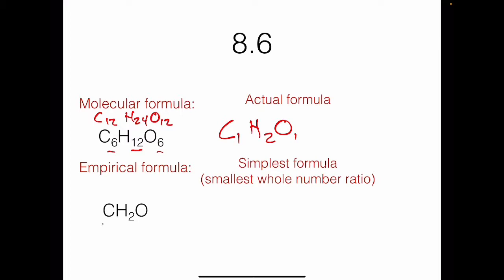This one, however, I cannot reduce further because if I take the lowest subscript, which is 1, and I divide each of these by 1, then I still end up with the same empirical formula. I still end up with C1H2O1. So if you can't do that anymore, you are in lowest terms, and that is the empirical formula.